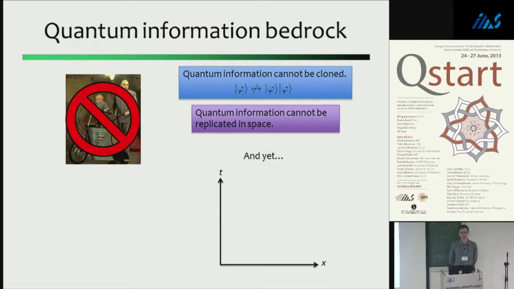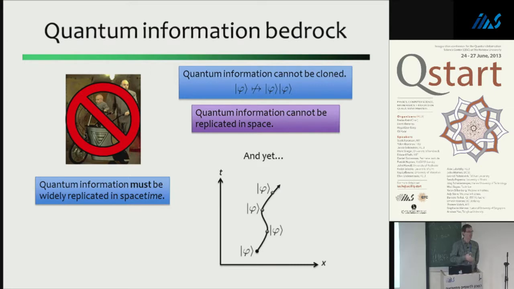And yet, here I'll draw not space, but a space-time diagram: spatial coordinate on the horizontal axis, time on the vertical axis. Imagine that we have a spin located at some point in space-time, and then it follows some trajectory. Then obviously that quantum information follows the spin around and is actually replicated at many points in space-time, even though it can only be at one point in space at a time. In fact, because quantum mechanics is unitary, not only can quantum information be replicated in space-time, it has to be. You can't destroy quantum information.